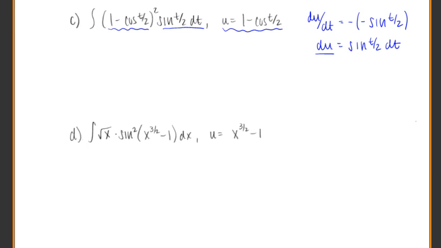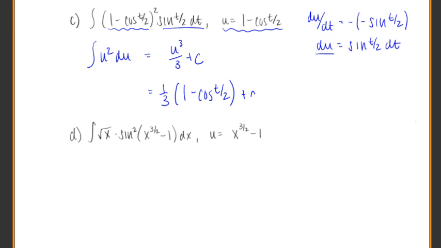Okay, so let's go into our problem. Our u is being squared, so we're going to take the integral of u squared du. So that's going to be u cubed over 3 plus c, or 1/3. Our u is 1 minus cosine t over 2, and then plus c, with a cube on the outside. And there's our answer for that one.